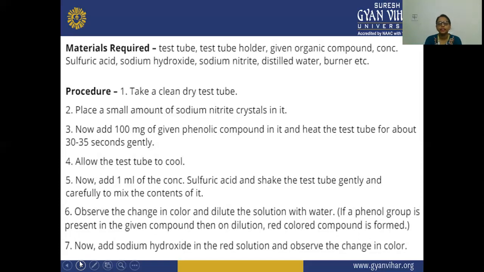After that, gently and carefully, so that the contents will mix. After that, you have to observe the change in color and dilute the solution with water. If a phenolic group is present in this given compound, then on dilution, it will give you a red colored compound. And now we have to add sodium hydroxide to this red solution. After that, we have to observe the color, what will be the next color.